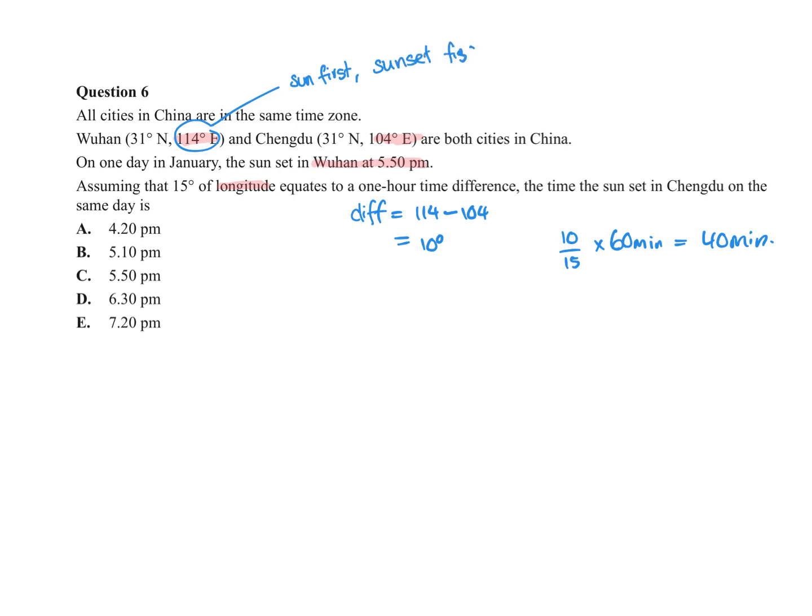So if you think about it, assuming the 15 degrees longitude equates to 1 hour, the time set in Chengdu. So this guy, Wahoo, gets it at 5:50 p.m. and it gets it first. So therefore, 40 minutes later will be Chengdu. So 40 minutes onto 5:50 is going to be 6:30 p.m.